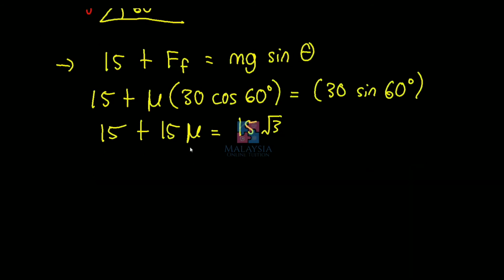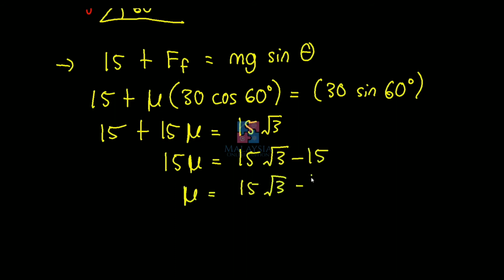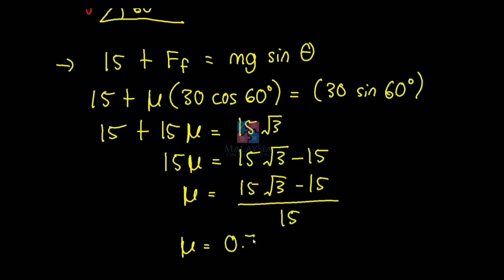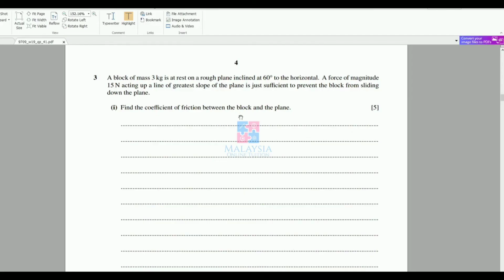Okay, so then you know that this is 15 plus 15. So let's just do it like this: 15 sec 3 minus 15. So mu will be equal to 15 sec 3 minus 15 over 15. And finally, giving our answer correct to three significant figures, 15 sec 3 minus 15, and then divided by 15, we will get a final answer of 0.732. So this will be the final answer for question number 3, part 1.